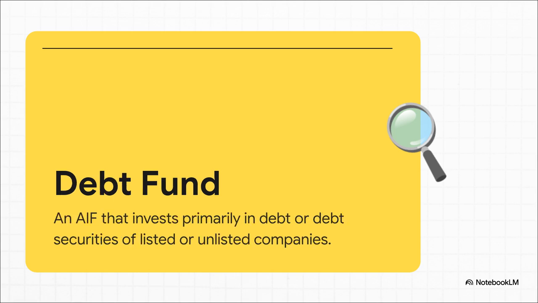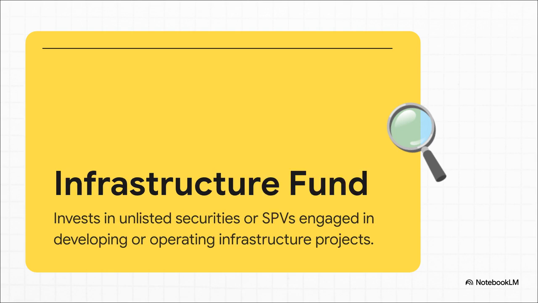Then we have AIF debt funds, which are a huge part of Category II. The easiest way to think about these is that they act like private banks. They lend money to companies, especially to those who might have a hard time getting a loan from a regular bank. And in return for that loan, the fund gets to collect interest payments. Simple as that.